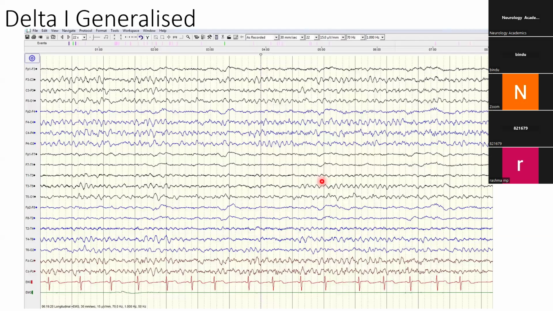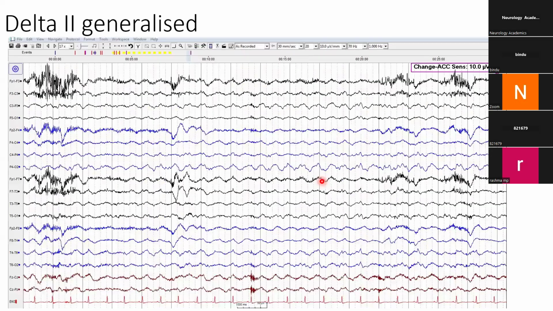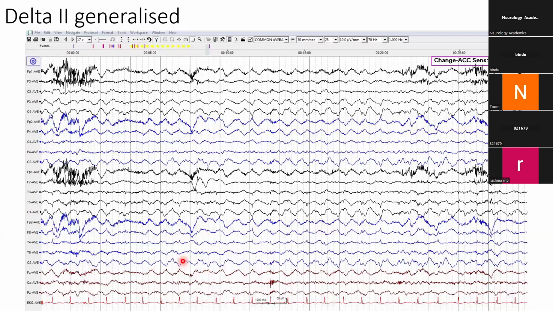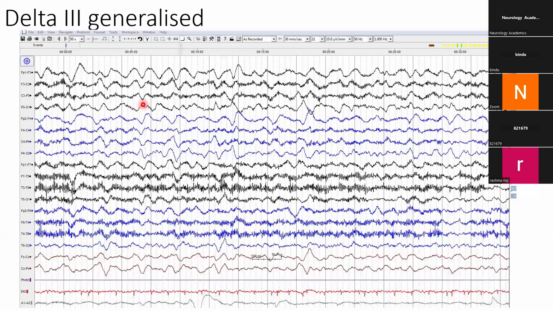So delta is nothing but this record will be showing this throughout the record. That is what is called delta, and essentially that is the difference between DIS and delta. Here also we can see there is a continuous slowing of medium to high amplitude that is seen throughout the record. So it is a continuous slowing, so it is delta 2 generalized. Same in the common average also. And here we can see high to medium amplitude that is seen throughout the recording, which is persistent. So this is a delta 3 generalized.